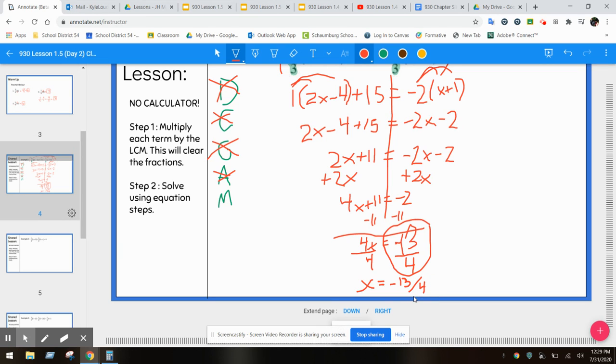Now, the only thing that I would recommend trying to do here, well, not recommend, you have to do it. You have to reduce all your fractions. 13 is prime, so I can't reduce it. So my final answer here is negative 13 fourths.